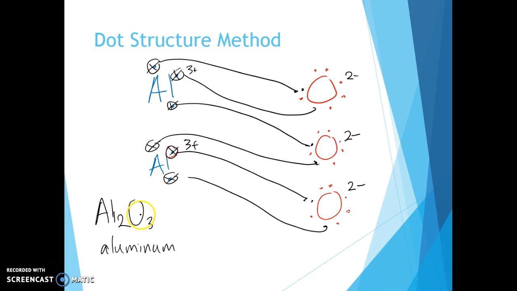And the O, because it's the anion, gets an "-ide" ending, so oxide. Pretty simple stuff when we think about it from that perspective. And that's the dot structure method.